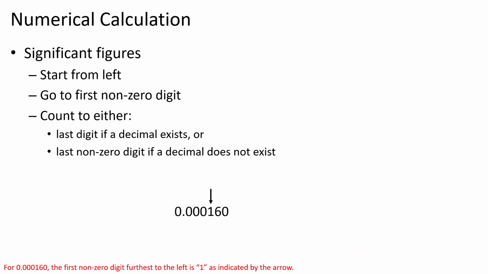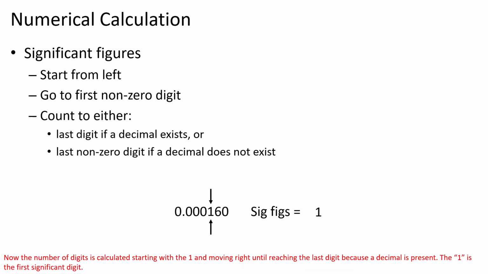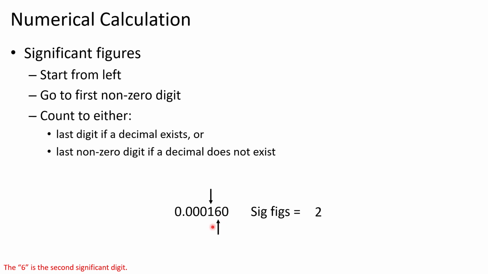For 0.000160, the first non-zero digit furthest to the left is 1, as indicated by the arrow. Now the number of digits is calculated starting with the 1 and moving right until reaching the last digit because a decimal is present. The 1 is the first significant digit. The 6 is the second significant digit. The 0 is the third significant digit.